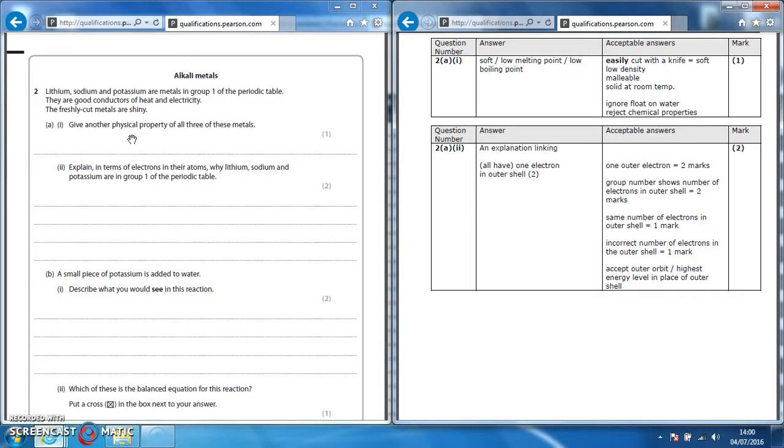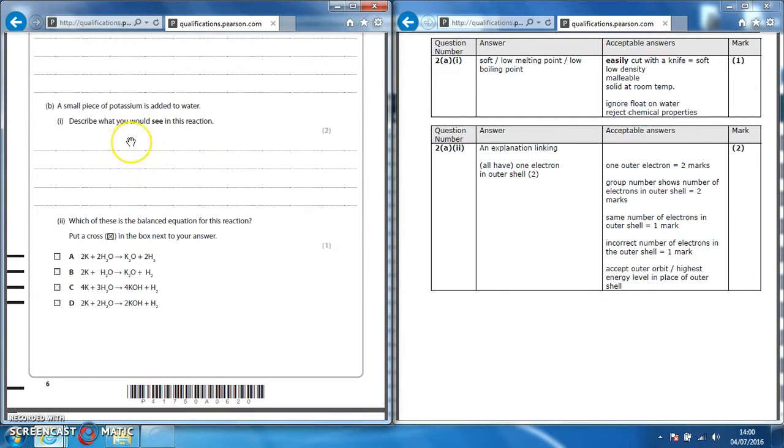As a part 2, explain in terms of the electrons why it's in group 1. So it is in group 1 because it's got 1 electron in the outer shell. That's worth 2 marks, that statement. So saying that it's got 1 electron in the outer shell, or saying they've got the same number of electrons in the outer shell, that'll get you 1 of the marks, and saying how many there are is the other point. So 1 outer electron would count for 2 marks as well, because it's saying that there's 1 of them on the outside, and that's the same for all of them. Nice and easy.